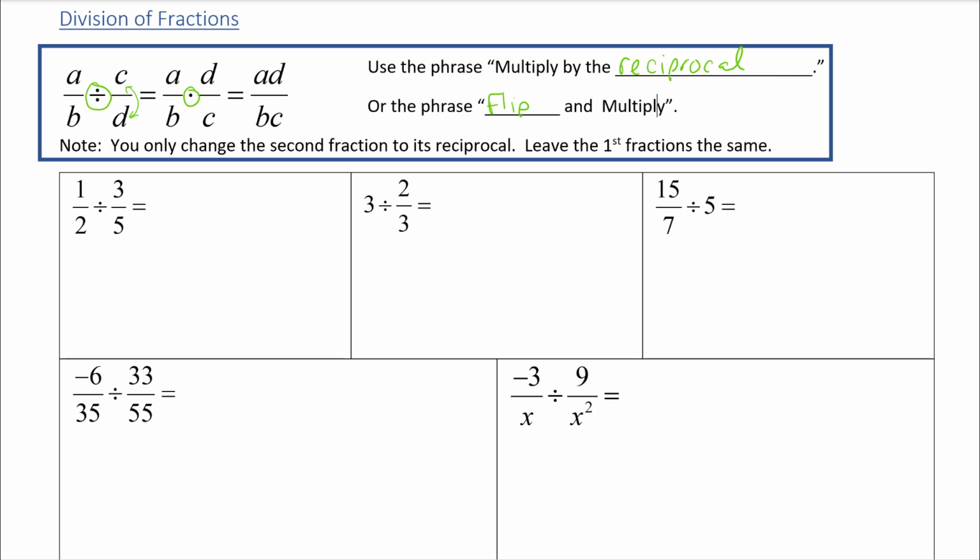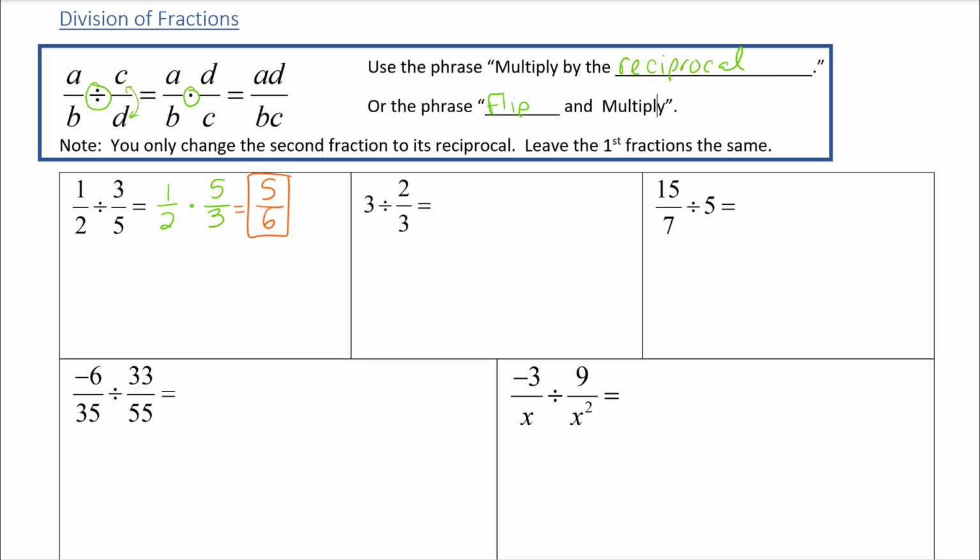So when I have 1/2 divided by 3/5, that's really 1/2 multiplied by, I'm changing the divide to a multiply, and I'm changing the 3/5 to 5/3. Now I can multiply like I did on the previous part. So I multiply the top, I get 5, multiply the bottom, I get 6. 5/6 can't reduce, so I am done.